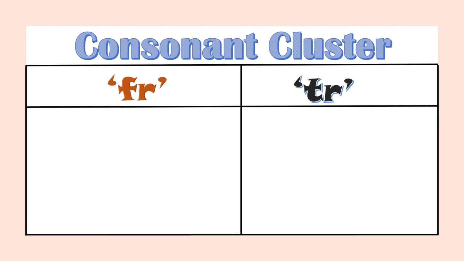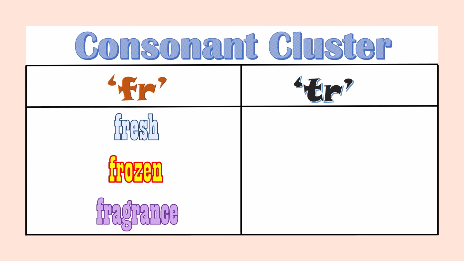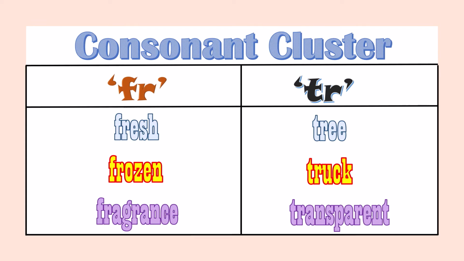Let's move on to fr and tr. Fresh, frozen, fragrance, tree, truck, transparent. Here, the first column is telling us that the initial consonant cluster is fr, while the second column is mentioning tr as the initial consonant cluster.